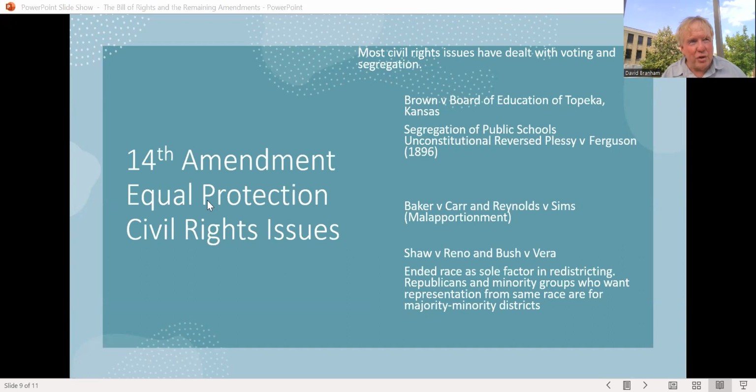And Plessy was not schools, it was railroad cars, where they had segregated railroad cars. It was a situation where somebody wanted to sit in a seat that they weren't assigned to because of their race. Plessy versus Ferguson basically said, look, if the seats are equal, you can separate them. That's equal treatment. Brown versus Board of Education, 58 years later, in 1954, overturned Plessy versus Ferguson and said schools cannot be segregated. You can no longer segregate your schools.